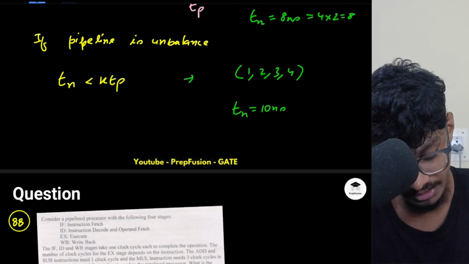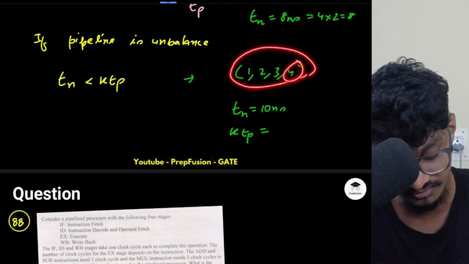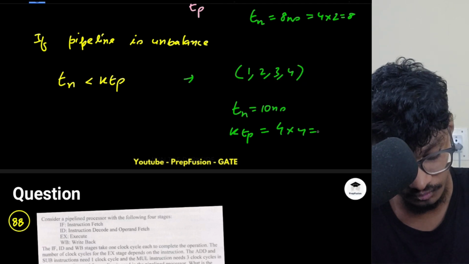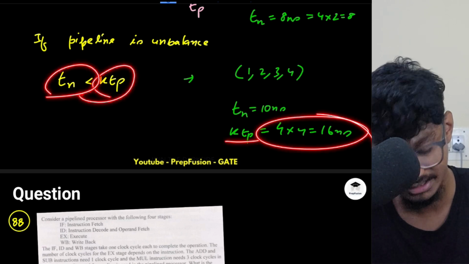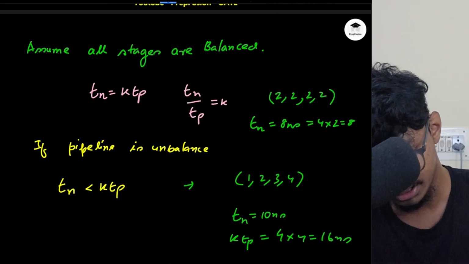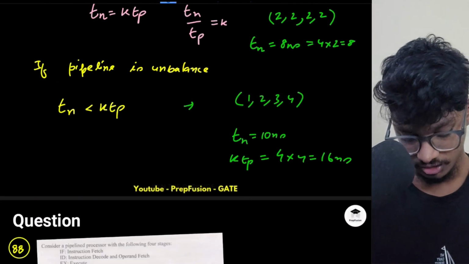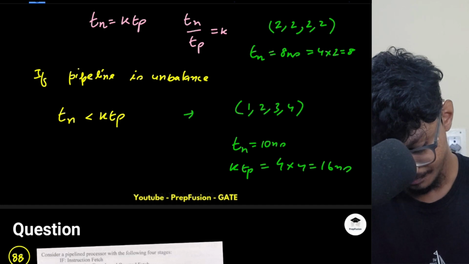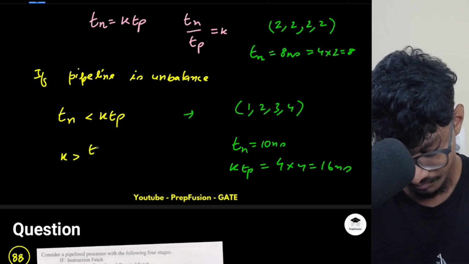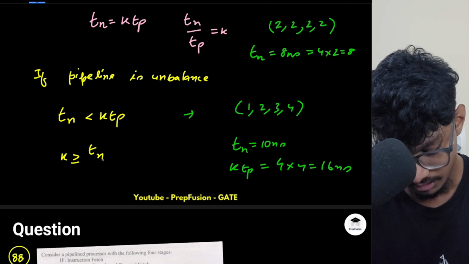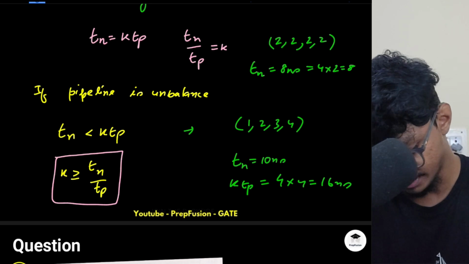But what will be K Tp? K Tp will not change. K Tp will be the maximum stage delay, which is 4 nanoseconds, so 4 times 4, that is 16 nanoseconds. So K Tp will always be greater than or equal to Tn. So I will not equate this directly with K. I will just use this particular relation. From here I can say that K will always be greater than or equal to Tn over Tp. This will always be the case for balanced, unbalanced, all cases.